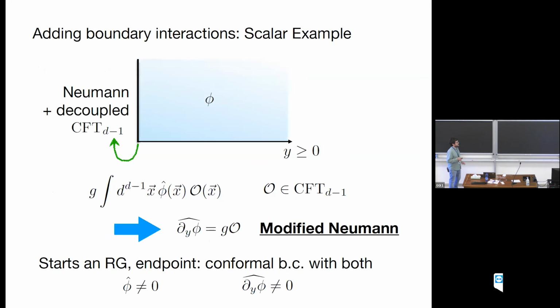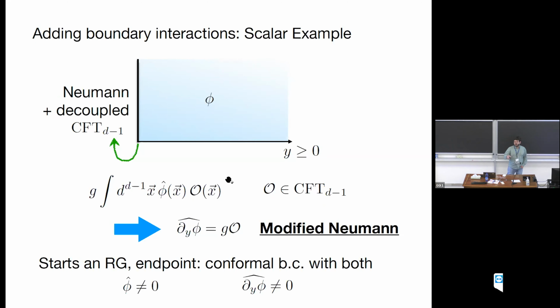Okay, now having built some understanding for the case without interaction, let's build some intuition for when we turn on the interactions. So let's consider again the free scalar, and now I couple it to some operator of a lower dimensional local sector, a lower dimensional CFT that I put there. And what happens if I do that?